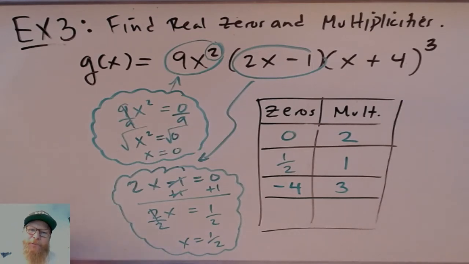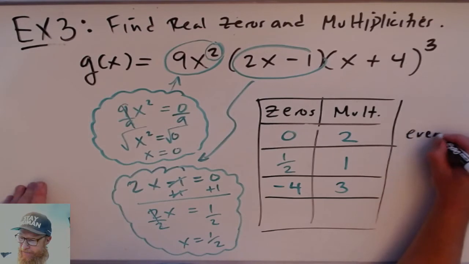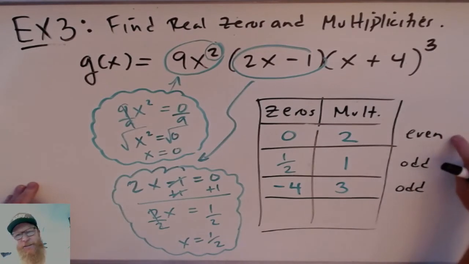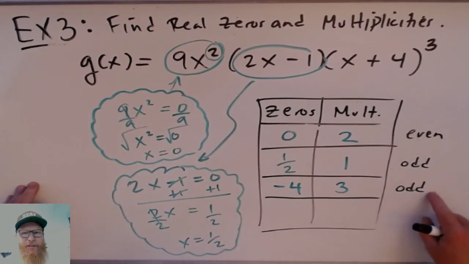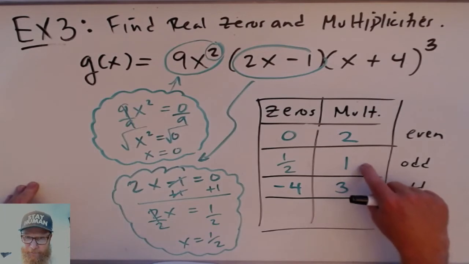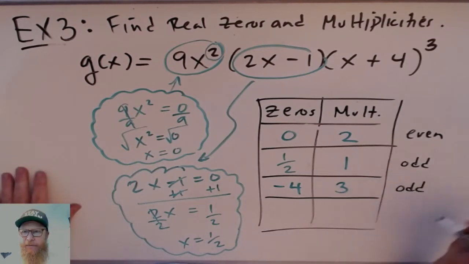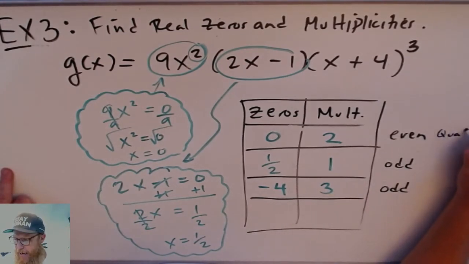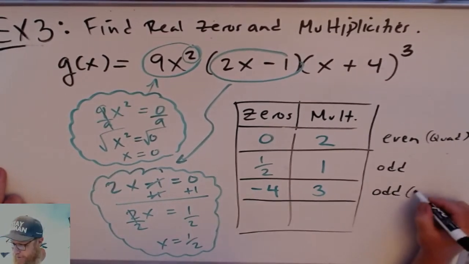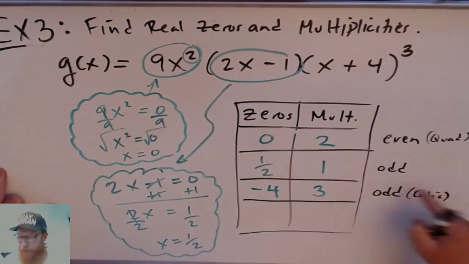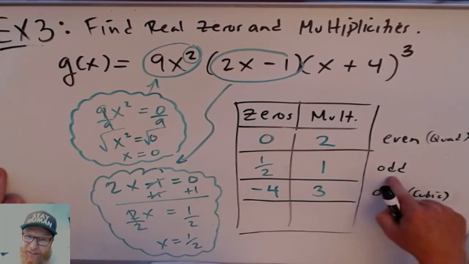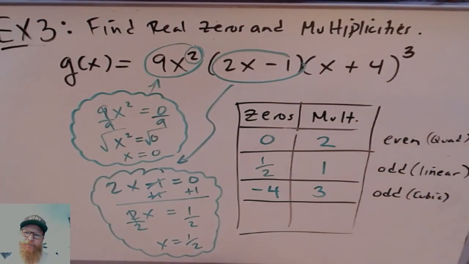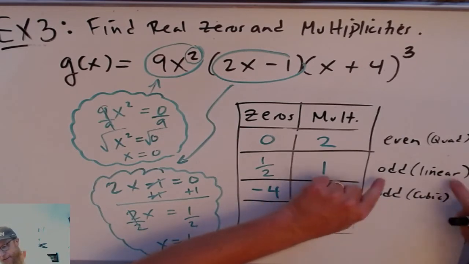There are higher multiplicities, but in general, it breaks down into evens and odds. Pretty much all evens look like parabolas. All odds look like cubics, with one exception. 1 looks like a line. So if it's even, it's automatically quadratic shape. If it's odd, it's cubic shape. But if it's 1, 1 is still technically odd, but it's linear shaped. So the odds, there are 2 possibilities. It's either going to be linear or cubic.